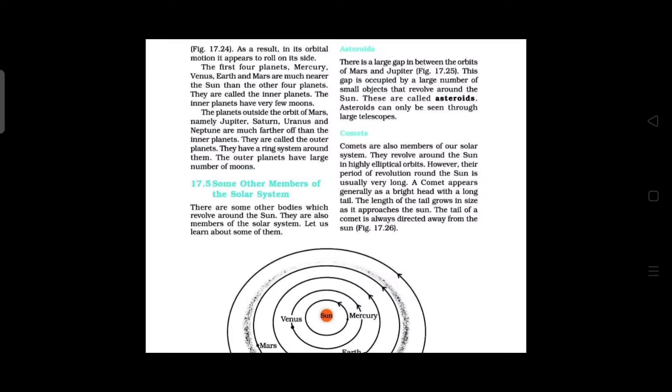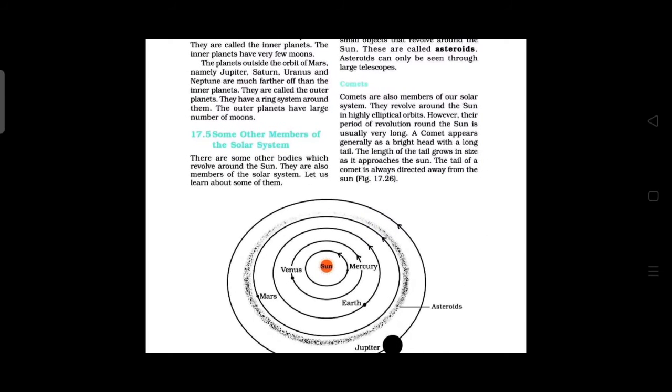Asteroids. These gaps are occupied by a large number of small objects that revolve around the Sun. See the picture, ma'am? Between Mars and Jupiter, there is a gap. That gap is filled with what? Small objects that revolve around the Sun. These are called what? Asteroids. Asteroids can only be seen through what? Large telescopes.